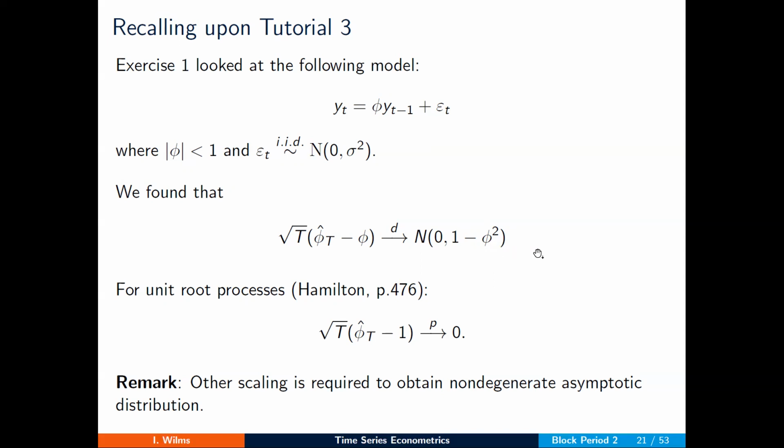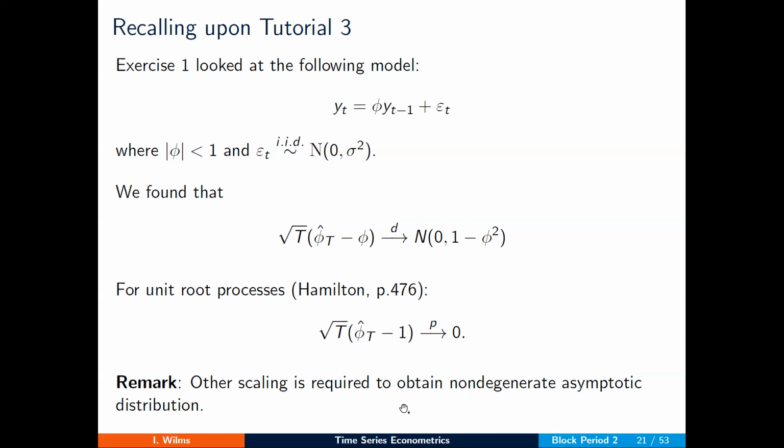Now, while that might look like a small difference, it actually has enormous consequences. Because when phi is equal to 1, we say that we have a unit root. And if we look at this expression over here, we would have a normal distribution with mean 0 and variance 0. So we would actually have a distribution that collapses to a point mass at 0. And that is, of course, not useful for hypothesis testing.